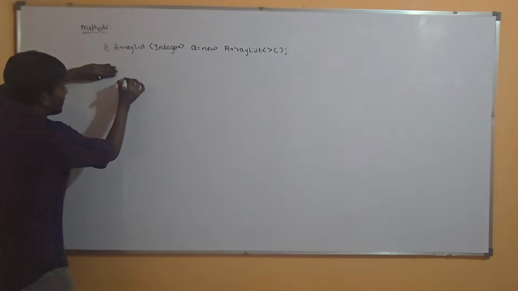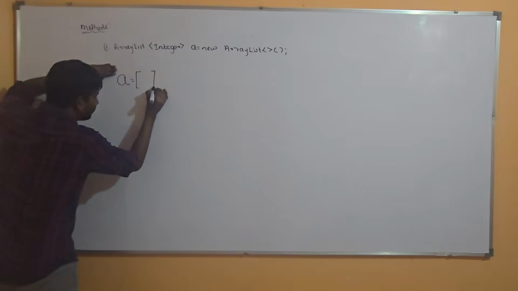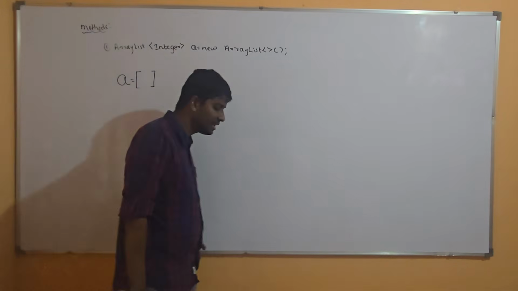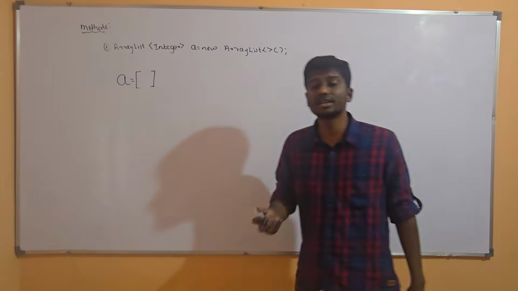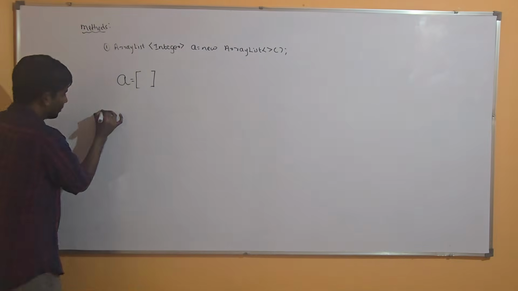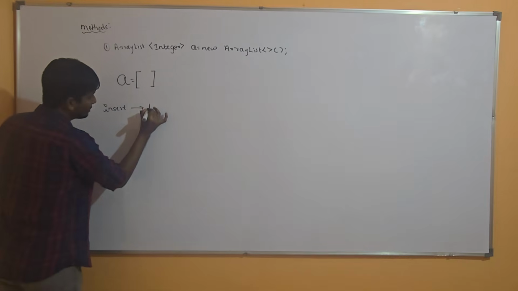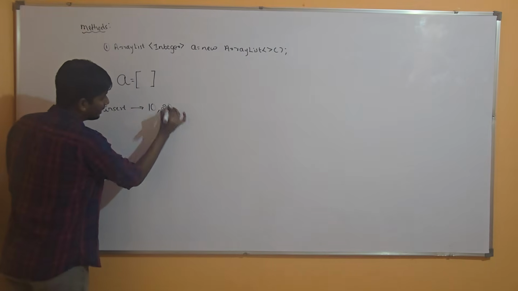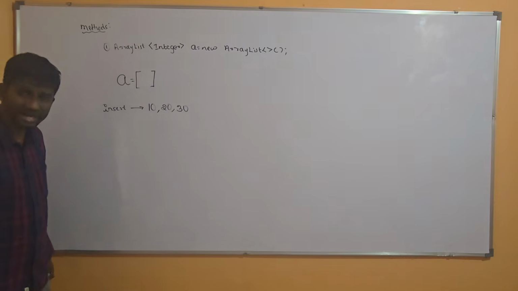The moment you do this, guys, an ArrayList will be created which is completely empty. Just understand the theory. An ArrayList will initially be completely empty. You want to insert a number. For example, let's say you want to insert the numbers 10, 20 and 30.